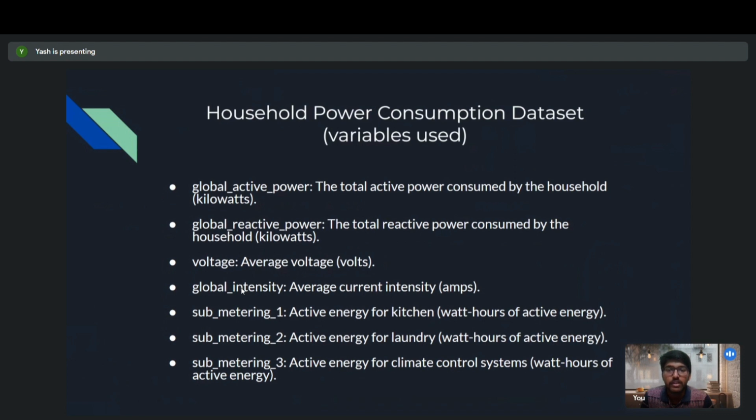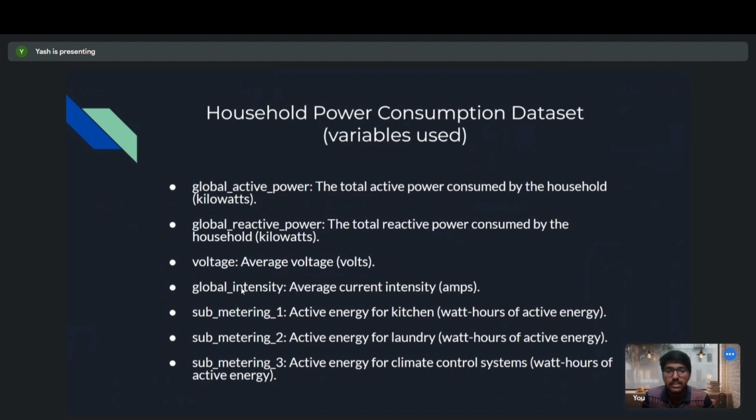First one is global active power representing active power consumed by the household. Then global reactive power measuring the reactive power consumed in the household. Commonly speaking, the active energy is the real power consumed by the household, whereas the reactive power is the unused power in the lines. Then voltage, representing the average voltage measured in volts. Then global intensity, representing the average current intensity measured in amperes.